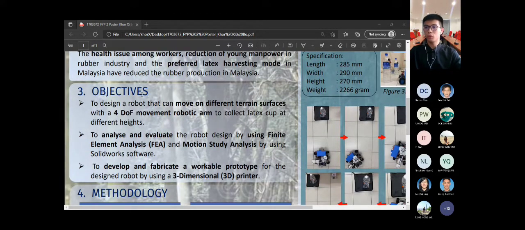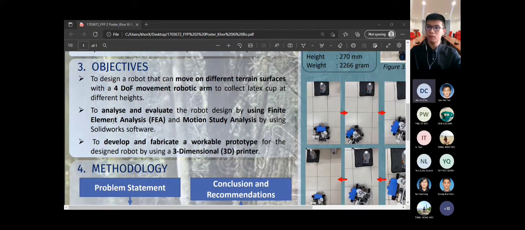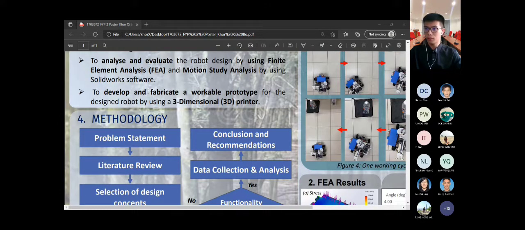Three objectives have been constructed in this project. First, to design a robot that can move on different terrain surfaces with a 4-degree of freedom robotic arm to collect latex cards at different heights. Then, to analyze and evaluate the robot design using finite element analysis and motion study analysis with the SolidWorks software. And lastly, to develop and fabricate a workable prototype of the designed robot using a 3D printer.